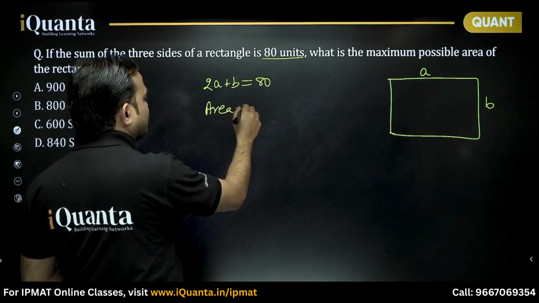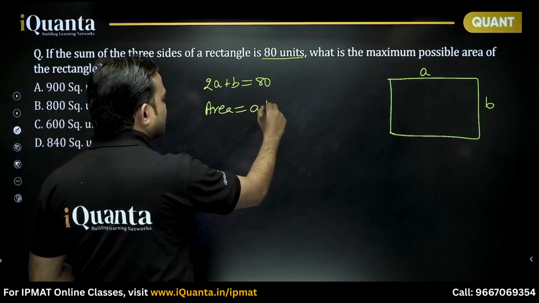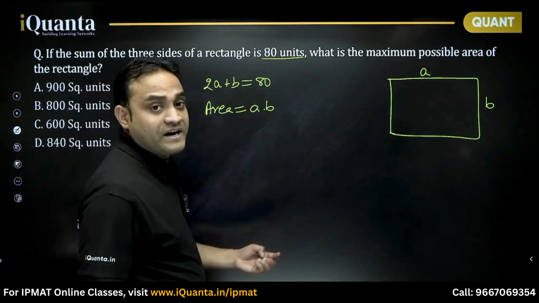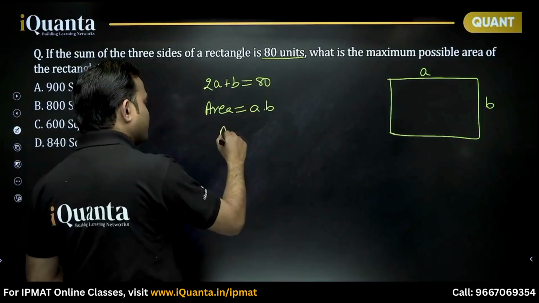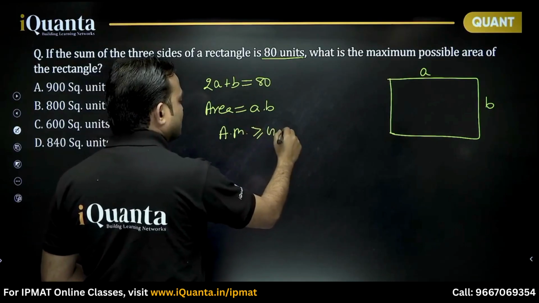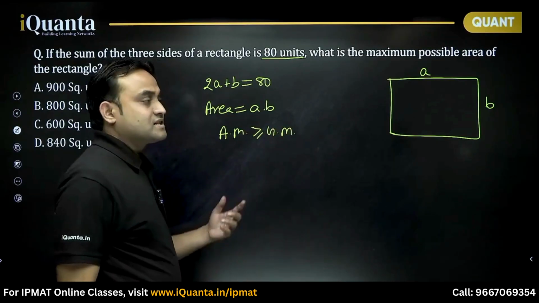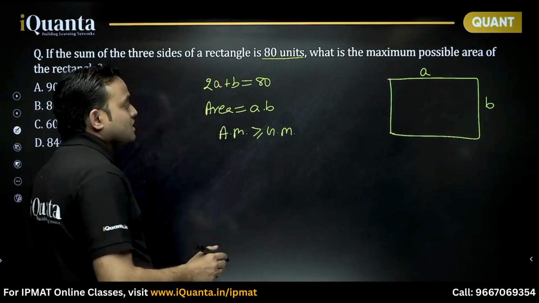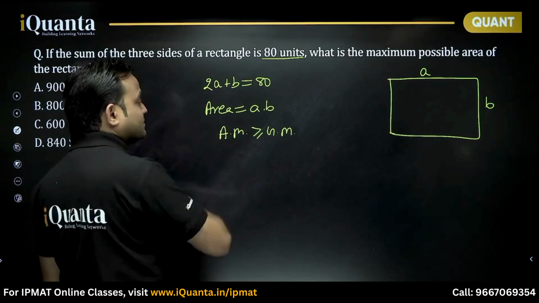So area will be equal to A into B, right? And this is 80, given. How do we find it? So one very important concept is there, which is AM is always greater than or equal to GM. Arithmetic mean of 2 values is always greater than or equal to geometric mean if those 2 values are positive numbers.